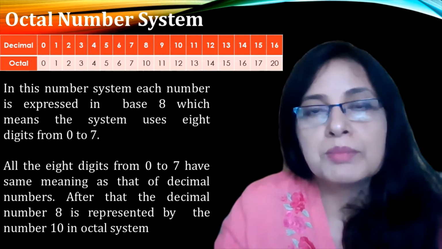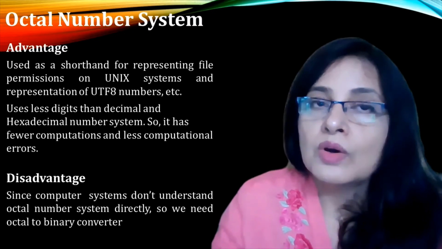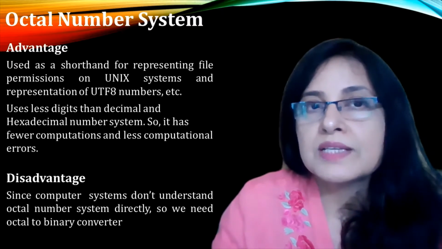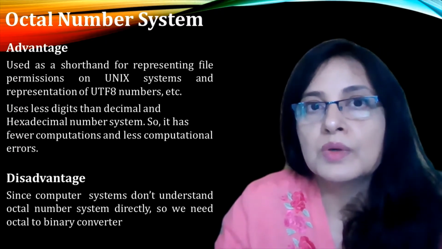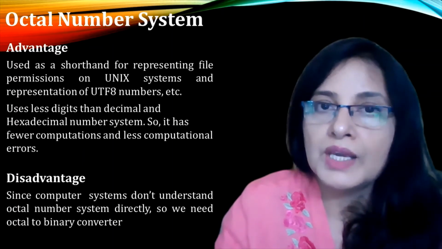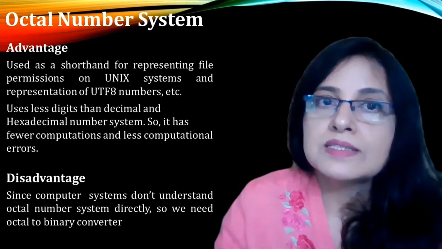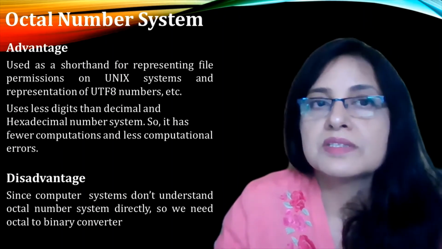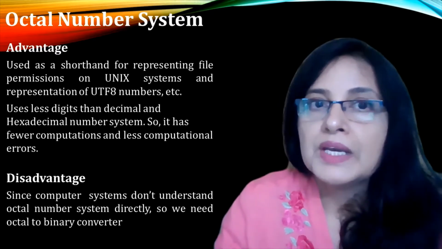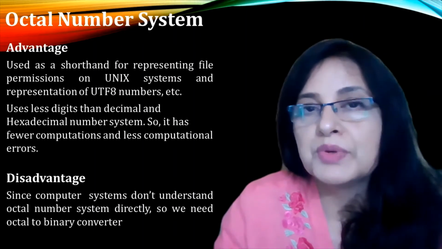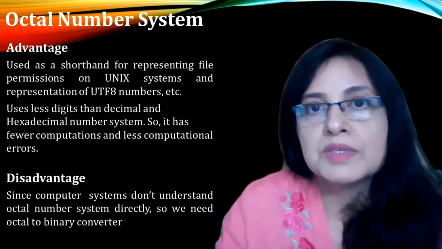The octal number system consists of digits from 0 to 7 and any other number will be written as a combination of numbers between 0 and 7. The octal number system is used as a shorthand for representing file permissions on Unix systems, and it's also used for representation of UTF-8 numbers, which we'll see later in the chapter. It uses fewer digits than decimal and hexadecimal number system, so it's got fewer computations, hence fewer computational errors. The disadvantage is that computer systems don't understand octal number system directly, so we need to convert to binary.